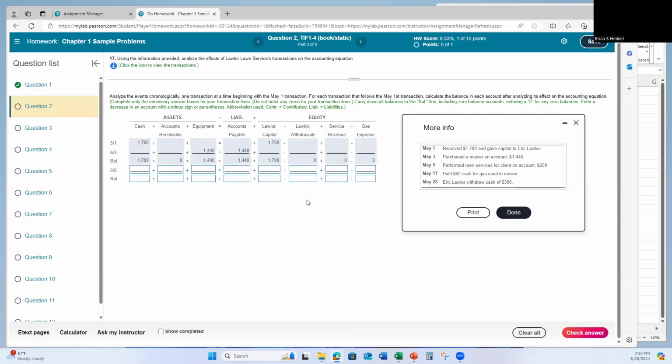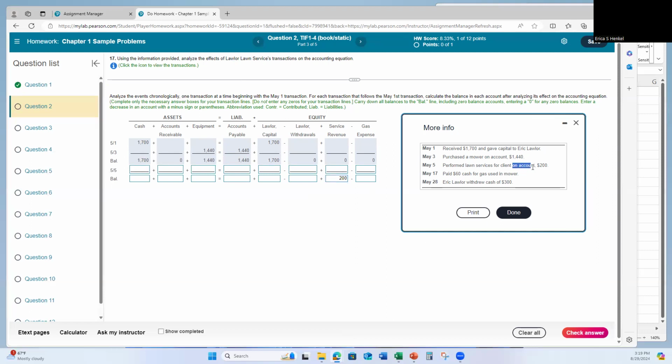All right, so our third transaction we have here is we're performing lawn services for a client on account for $200. So when we perform services, we are going to earn what is called revenue, sometimes casually referred to as sales revenue. So we're going to record our $200 in revenue, which is going to increase the equity we have in our company. And it says on account.